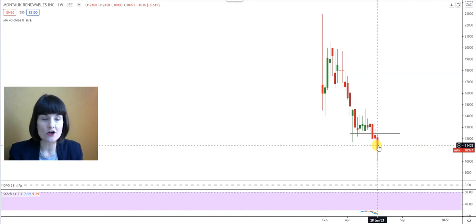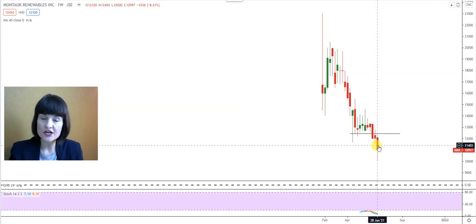So your first confirmation, Schwab, on Montauk would be above 124 Rand 50. And remember, these are weekly graphs, so by the textbook, the share needs to close above that level on a Friday, meaning you'll make your decision on the Monday to say, hey, I'm going to top up or I am going to enter this position.